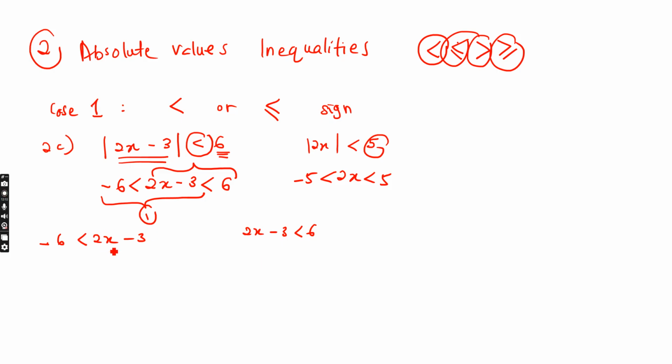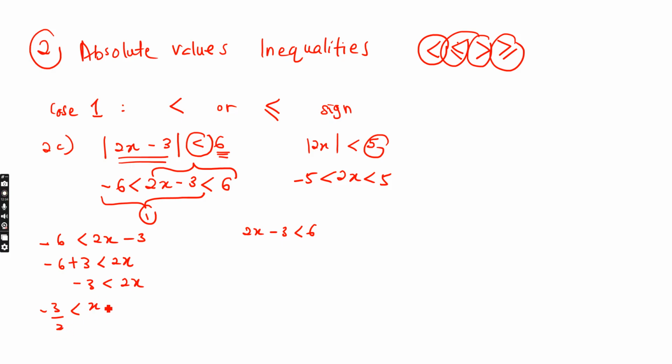And then the next thing I need to do is find the value of x. So I move negative 3 to the right side, so I will get negative 6 plus 3 less than 2x, and then here I will get negative 3 and 2x, right? So x is less than negative 3 over 2.